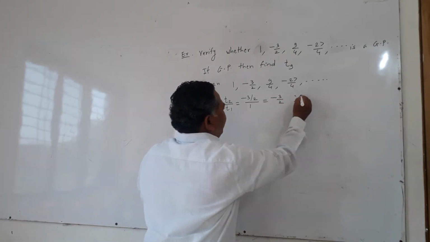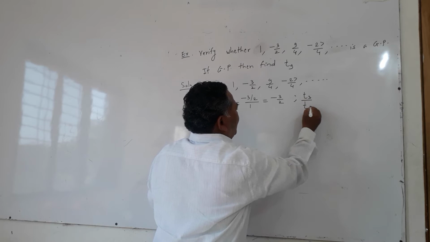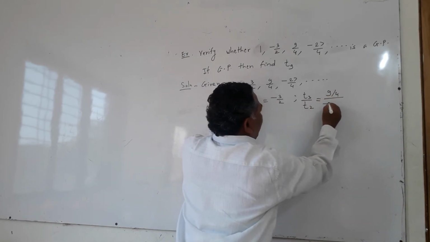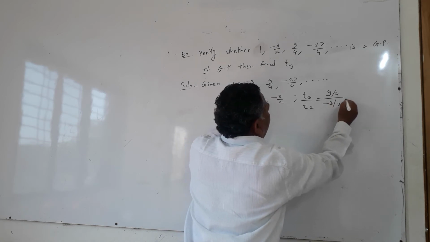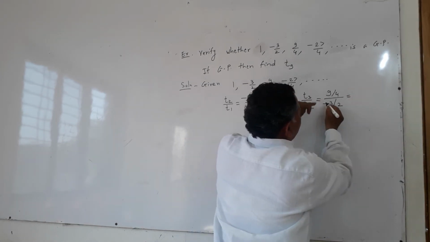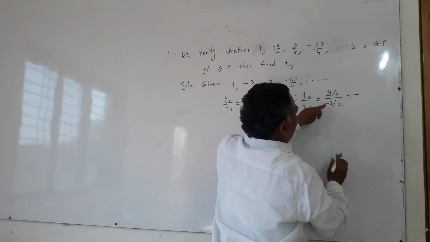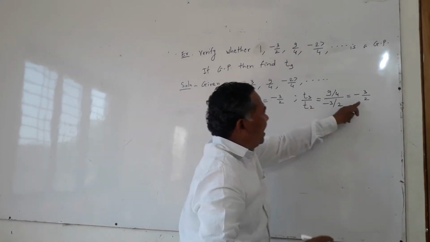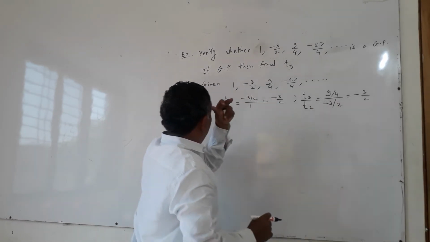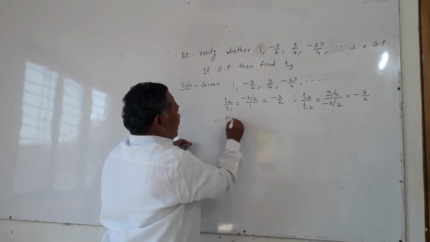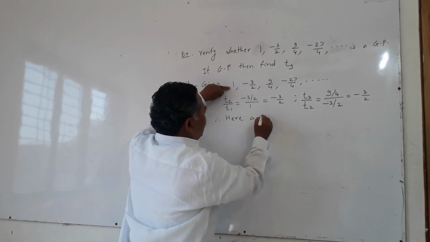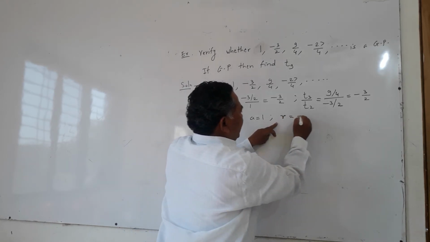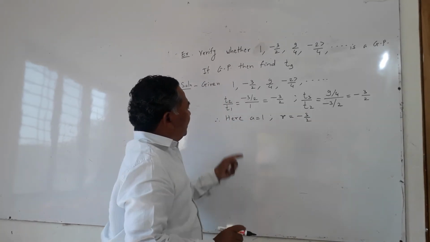In the same way, T3 upon T2 is 9 by 4 divided by minus 3 by 2. Then 3 cancels, and positive divided by negative gives negative. 3 cancels 3, then 2 cancels. Therefore we get r as minus 3 by 2. Remember, the first term a is 1 and the common ratio we denote by r. Remember, r is minus 3 by 2. Hence we get the common ratio.